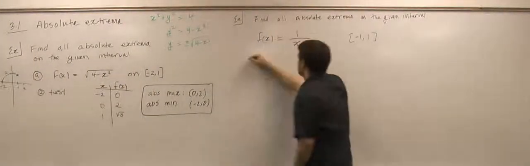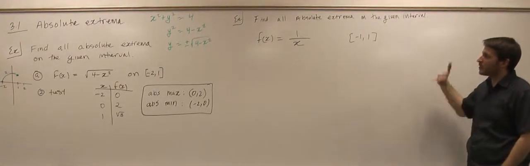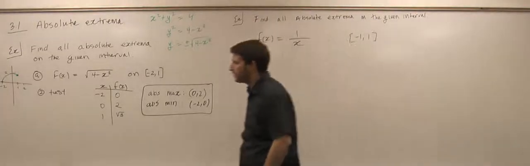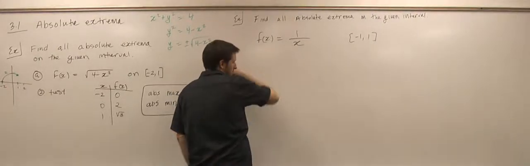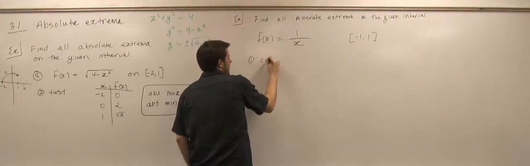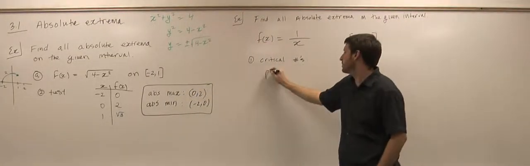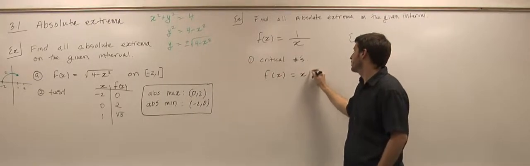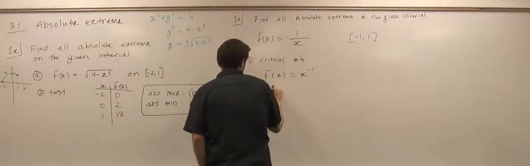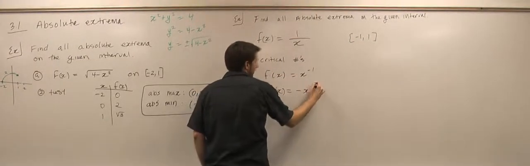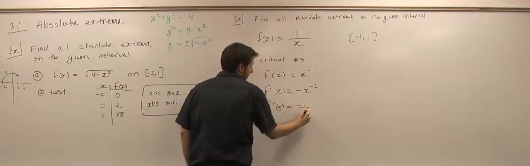So if I were using my method, I would go through and find my critical numbers. So I would have to do f prime of x. To find f prime, I'll probably rewrite f as x to the -1. So f prime of x is equal to -x to the -2, or negative 1 over x squared.